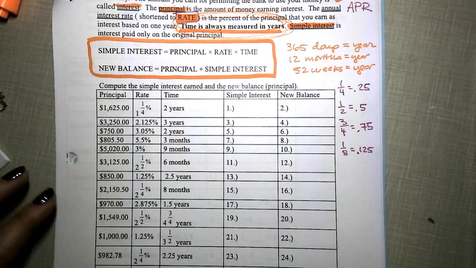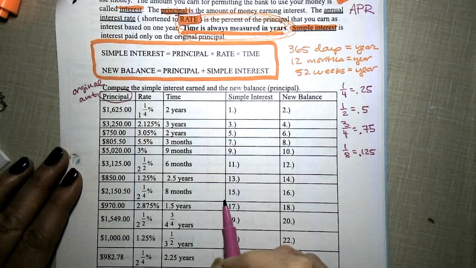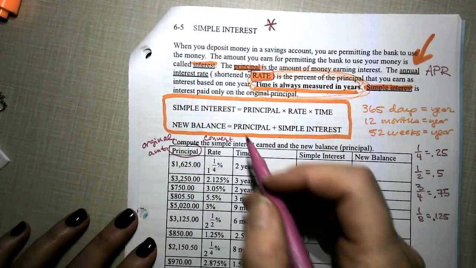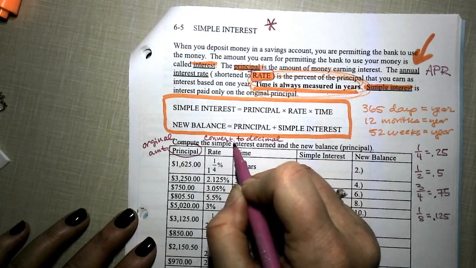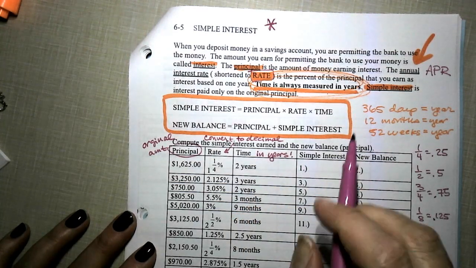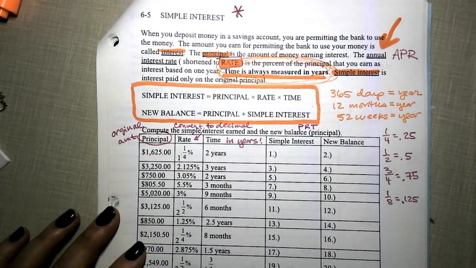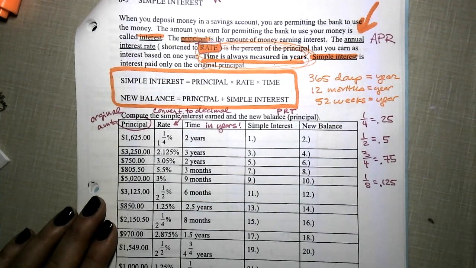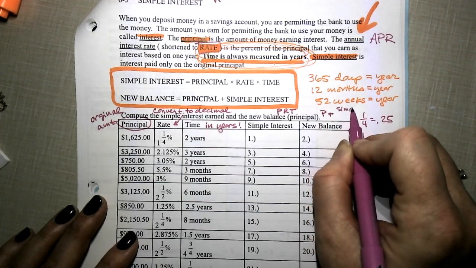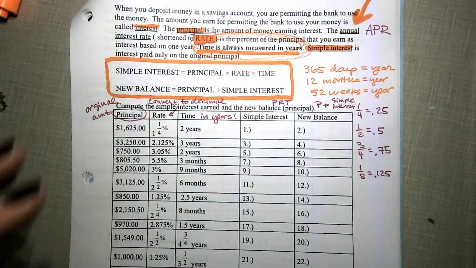Okay, so this is your original amount. So original amount is the principal. The rate you have to convert to a decimal. Here, I'll make this a little bit bigger so that you can see what I'm doing here. Convert to a decimal. Time is always in years. Simple interest is principal times rate times time. So I will do PRT, principal times rate times time. And then the new balance is going to be the principal plus the simple interest. So I'll just write that out. I have some space. All right, so it's sort of like what we did on the statement, but the interest was already done for you.